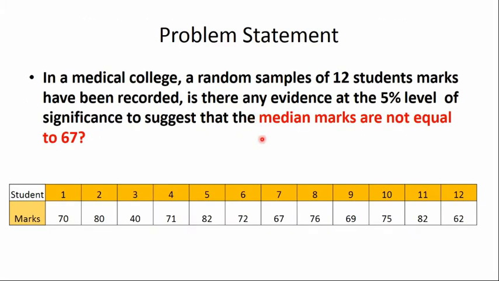Here is a problem. In a medical college, a random sample of 12 students' marks has been recorded. Is there any evidence at 5% level of significance to suggest that the median marks are not equal to 67? Here, we would like to perform a two-tailed test because the words are "not equal". Student serial number 1 to 12, and here are the marks: 70, 80, 40 and so on.